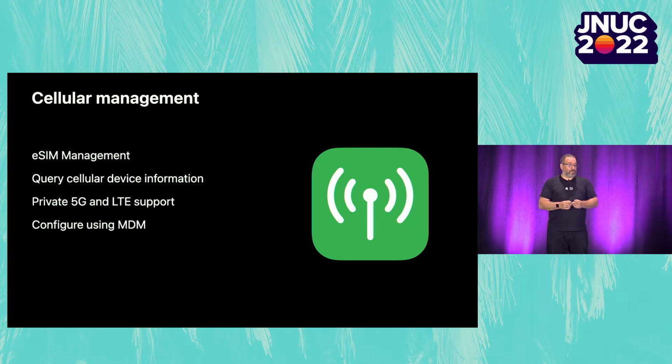iPadOS 16 will provide support for private LTE and 5G networks. iPad devices will be able to connect to these data-only private networks using physical SIMs and eSIMs. Managed iPads can be remotely configured using a configuration profile containing the cellular payload with the proper settings.